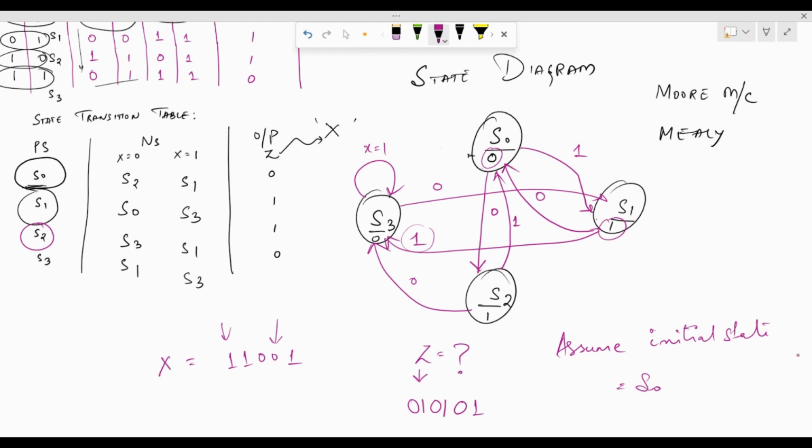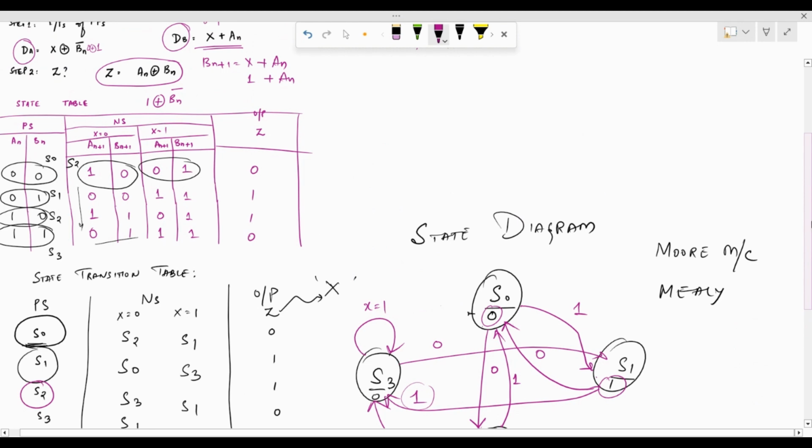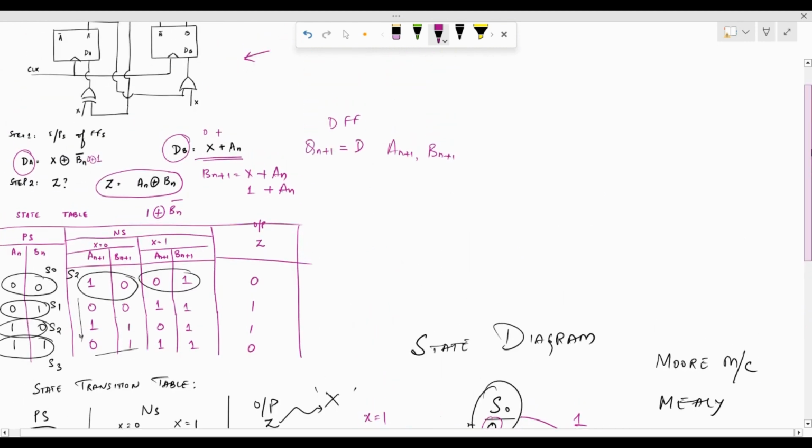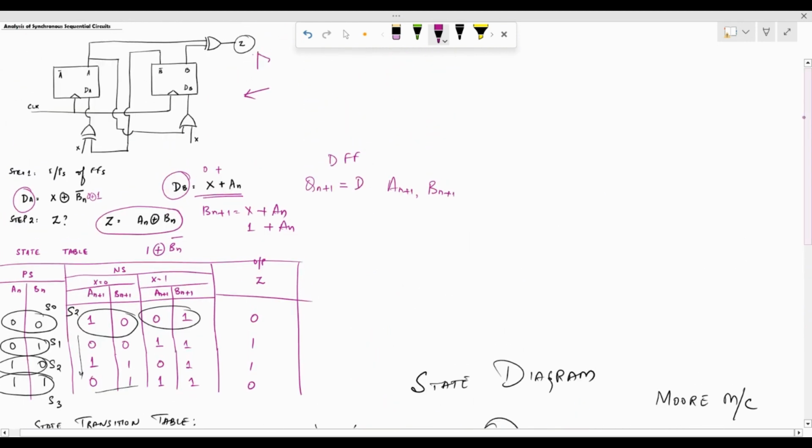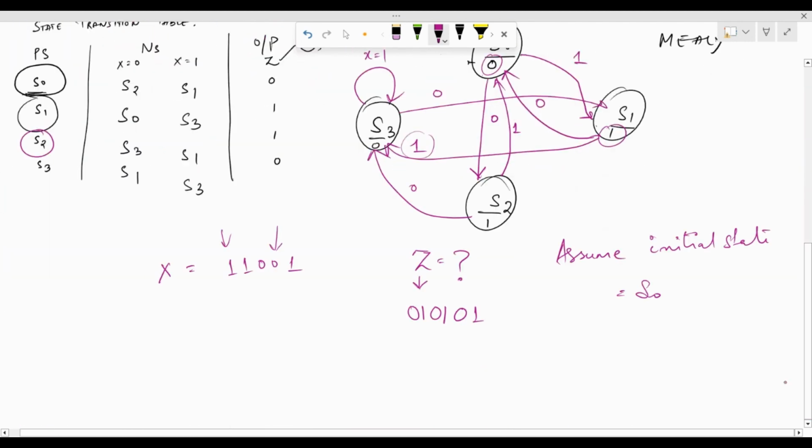So basically, if I connect an LED at the output of this configuration as shown over here, in that case, if I provide the input which I just showed, the LED would just alternately go on and off. So this is how we obtain the output sequence for a given input sequence for a sequential circuit.